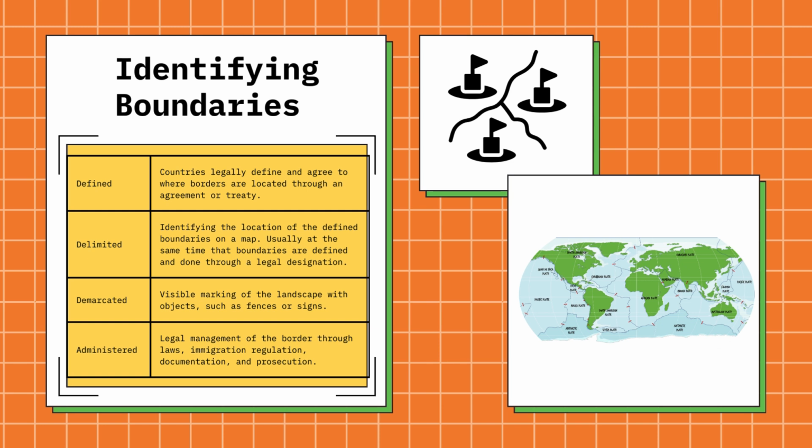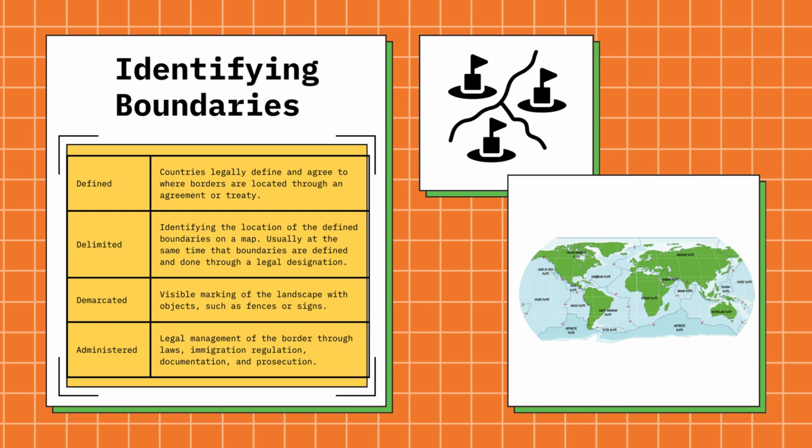All right, so defining a boundary isn't just drawing a line on a map, it's a process. So, a defined boundary is when two countries legally agree on the boundary. Delimited is drawn on a map, and demarcated is marked with signs, fences, or walls. Administered is laws and regulations that control how people and goods can cross it.